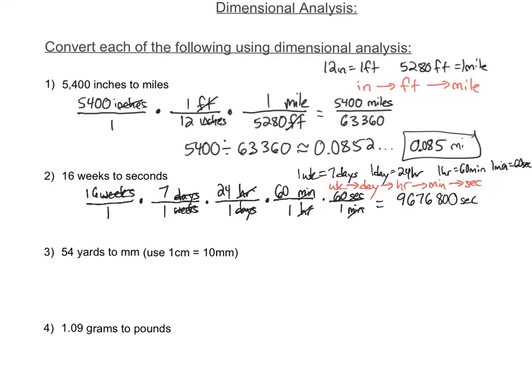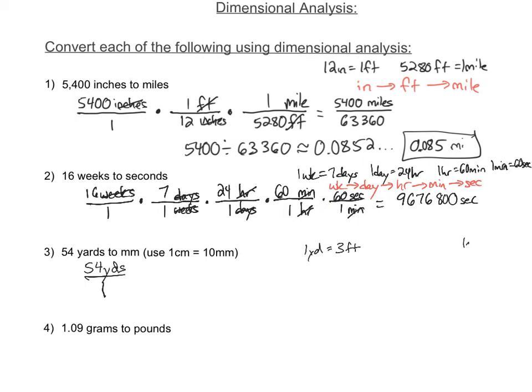All right, for 54 yards, we're going to start by writing what we have, 54 yards over 1. We're going to map out our path. We have the following equivalencies that will be helpful. I know that 1 yard is equal to 3 feet. But I'm not trying to get to feet, I'm trying to get to millimeters. So I'm going to look around a little bit and think backwards.